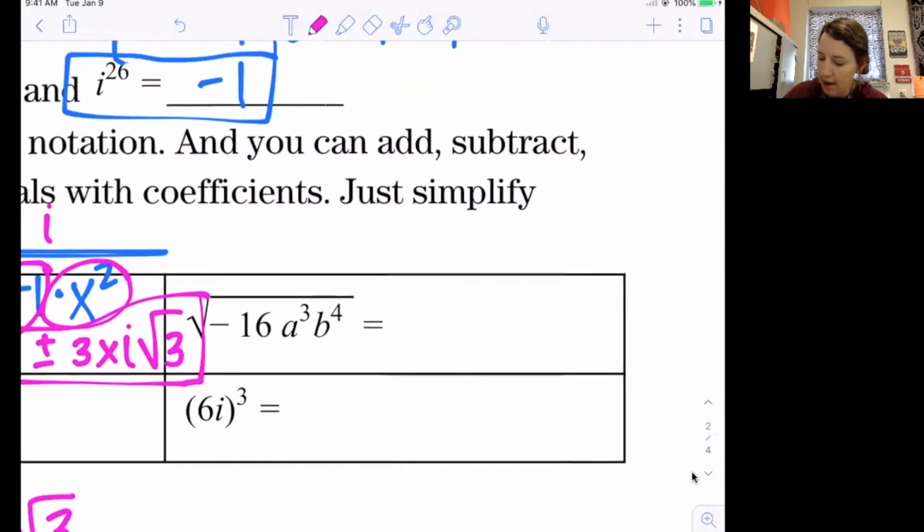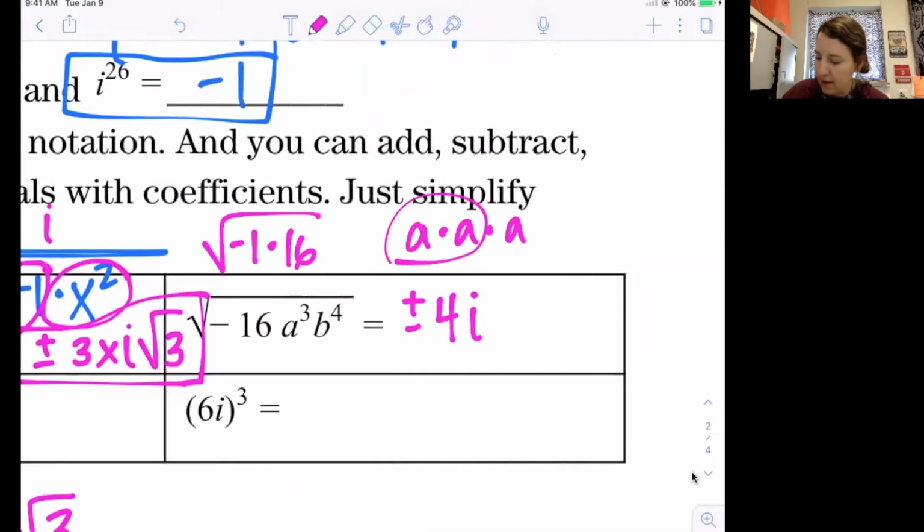Okay, here I have -16, which can be written as -1 times 16. Square root of 16 is 4, so I have plus or minus 4. Square root of -1 is i. And then I'm looking at square root of a cubed. So I have a times a times a. So this pair comes out. I'm going to put an a between the 4 and the i, 4ai. I still have an a underneath the radical because this one does not have a pair.